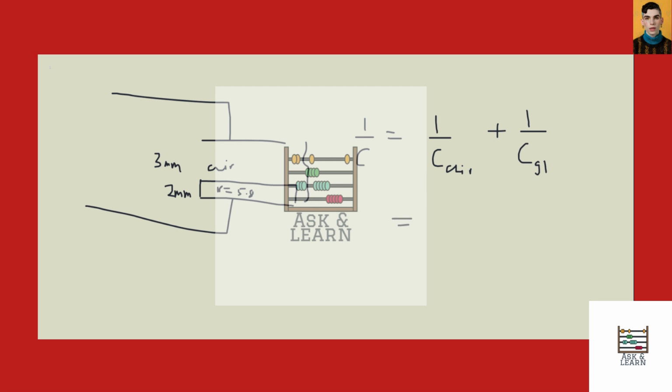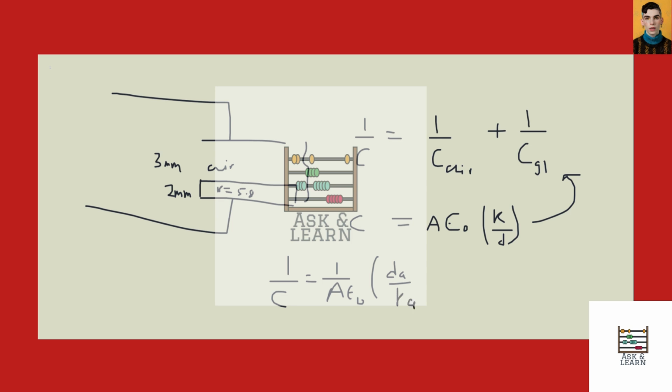Now, we know that capacitance looks somewhat like this: A epsilon naught K divided by D. Let's substitute that in here. So 1 over C is equal to 1 divided by A epsilon naught common. Inside, we will have D air divided by K air, plus D glass divided by K glass.